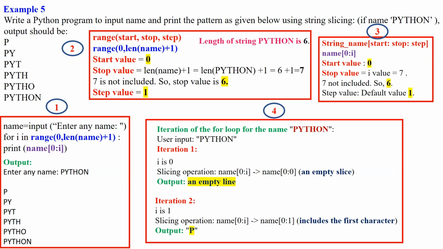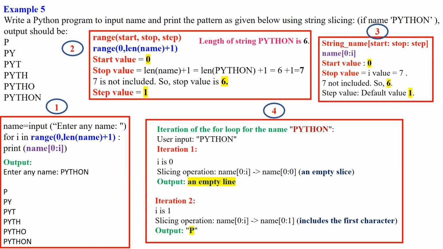Now look at box number 2. The syntax of the range function is range of start, stop, step. In this Python code, range of 0, len of name plus 1, the start value is 0. Stop value is len of name plus 1, that is, len of Python plus 1, which is 6 plus 1 is equal to 7. 7 is not included. So, stop value is 6.